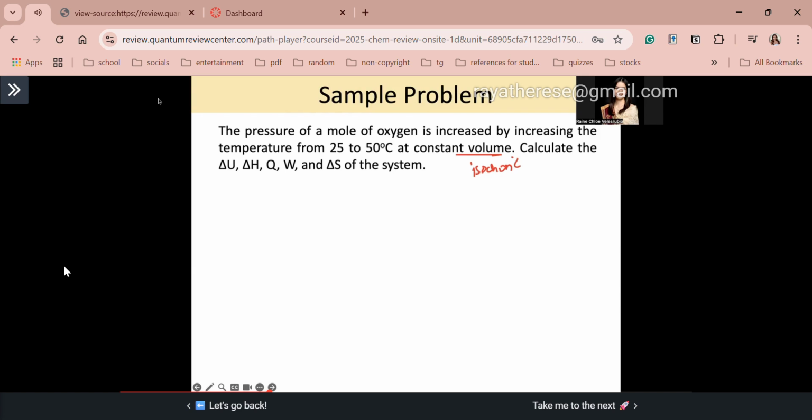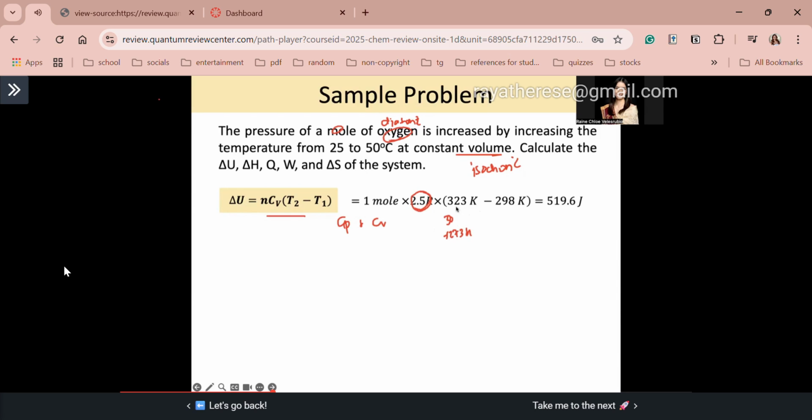So let's solve. First, let's get delta U. So the delta U for an isochoric process is NCV delta T. Solving, we get 1 mole, this is given, times 2.5 R. So guys, kailangan natin mag-refer sa CP and CV tables natin to get the value of CV. So guys, tandaan, oxygen is what type of molecule? It is diatomic, right? That's why its CV is equal to 2.5 R, times the change in T. So that's T2, the final temperature, that's equal to 50 plus 273 Kelvin, so equal to 323 Kelvin, minus 298 K, so that is the initial temperature, 25 degrees Celsius plus 273. Solving, we get 519.6 joules.